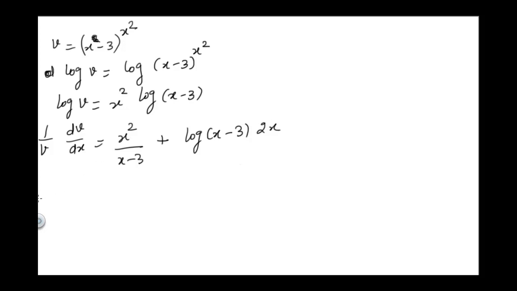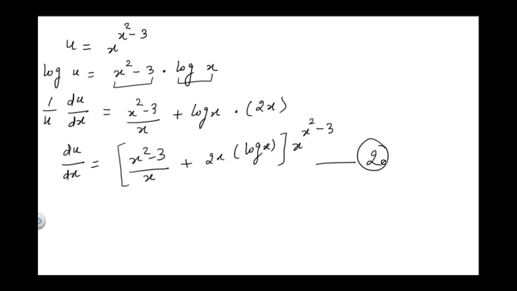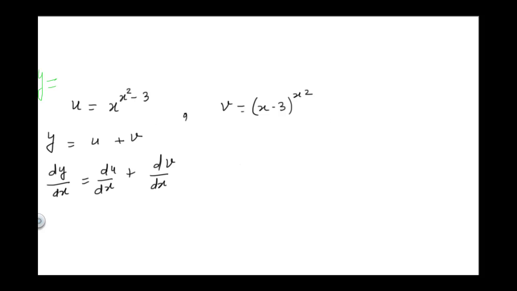Multiplying both the sides of the equation with v, we get x square upon x minus 3 plus 2x into log of x minus 3, whole multiplied with v. v is x minus 3 to the power x square. Let us name it as the third equation. So in the third equation we have got dv by dx. In the second equation we have got du by dx. We can place them in the first equation and can find the value of dy by dx. Let us go to another question.